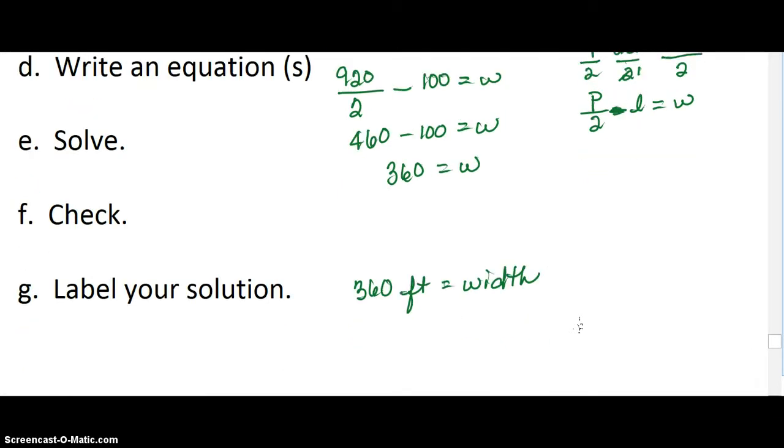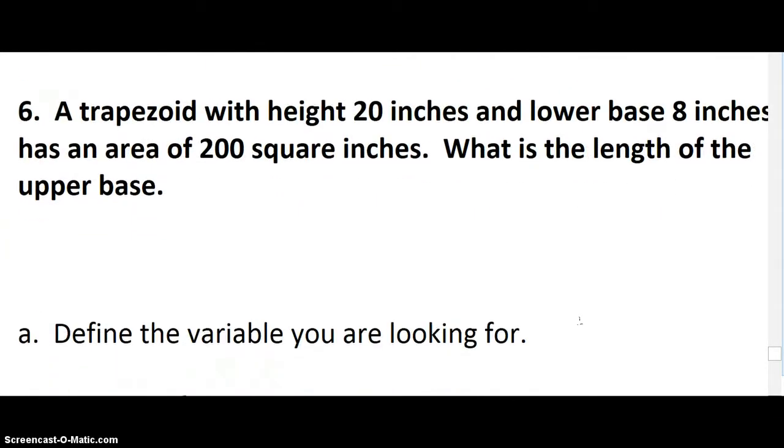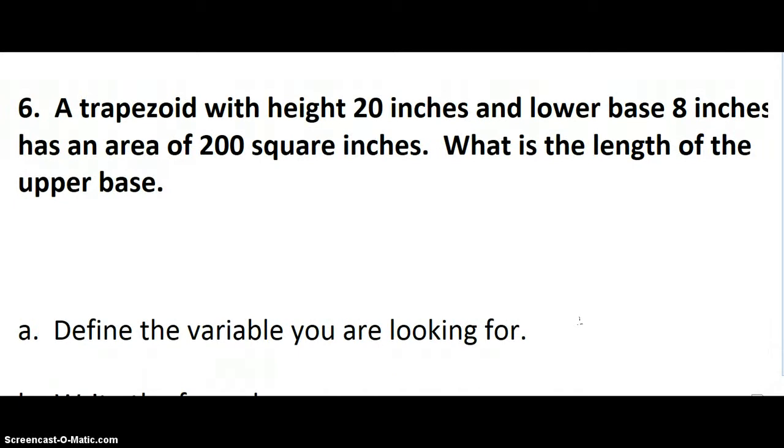Awesome. Let's do 2 more. Okay. A trapezoid with height 20 inches and lower base 8 inches has an area of 200 square inches. What is the length of the upper base? So let's look at our trapezoid. And what we're saying is that the area is 200 and that the height is 20. Our lower base is 8 inches.